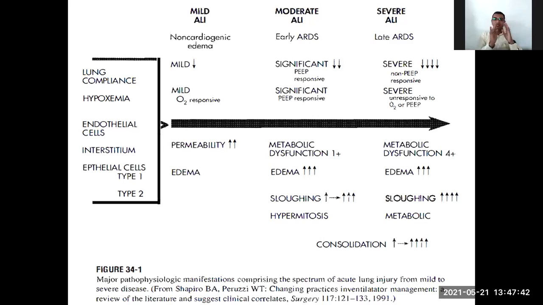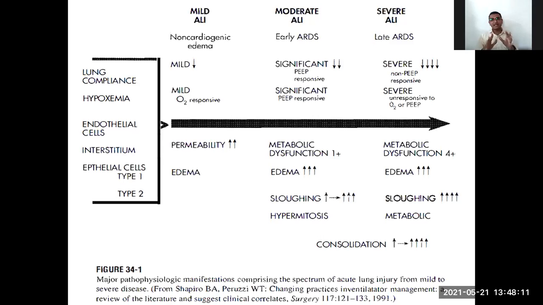The second thing is hypoxemia. What is hypoxemia? Decreased oxygen level in the blood. Hypoxia means decreased oxygen level at the cell level. So what will happen at all the various levels? Then the endothelial cell: whether the cells are going for inflammation or what? Gradually mild to moderate and then severe.